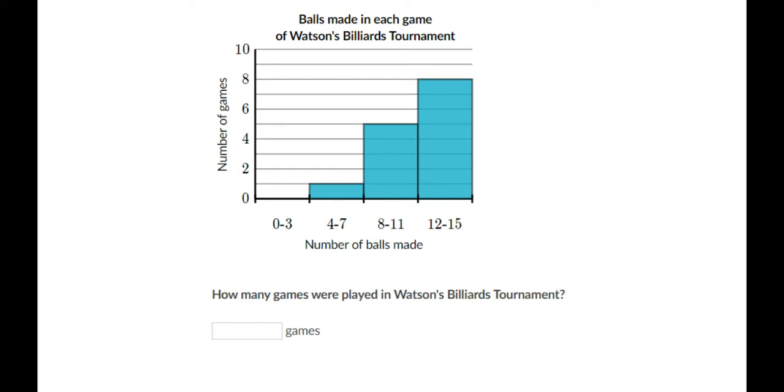Similarly, if I want to know how many games were played total in this tournament, I would just add up how many games were played or how tall is each bar. So that requires you to read over here and see that this bar would be 1 high, and this bar, which is between 4 and 6, would be 5 high. And the tallest bar would be 8 high. So there's 8, here's 5, and here's 1. So you'd add all those up to answer this question.